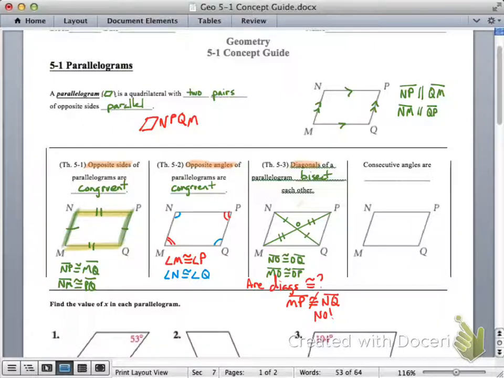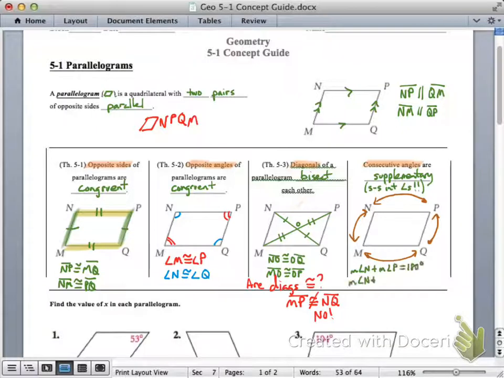This next one should not come as any surprise to you once you think about what we've got going on here. We have parallel sides. What happens when we have parallel segments and lines? Well, we have angle relationships as well. Consecutive angles, these would be consecutive angles. N and P are consecutive angles. Angle P and angle Q are consecutive, etc. Well, they end up being supplementary. Why? Because they're same side interior angles. So we have all of these relationships here. We have 4 pairs of supplementary angles. And that's just like what we've learned with parallel lines in the past.